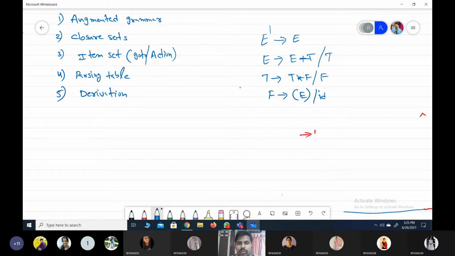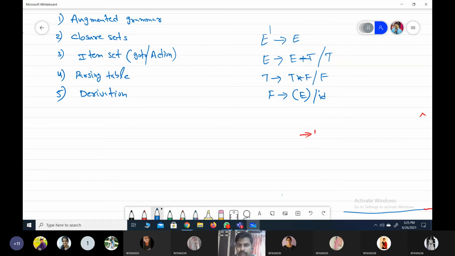Adding a new production to the existing grammar, then that grammar is called an augmented grammar. Is it clear? Adding a new production at the starting of the given grammar, so that the start symbol is derived by a new symbol. Let us assume that new symbol is E dash. If you write like that, then that grammar is called an augmented grammar. Is it okay, everyone?